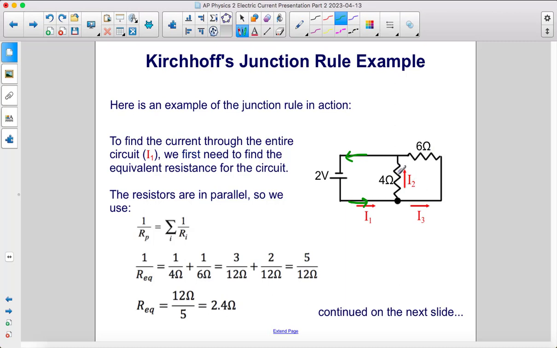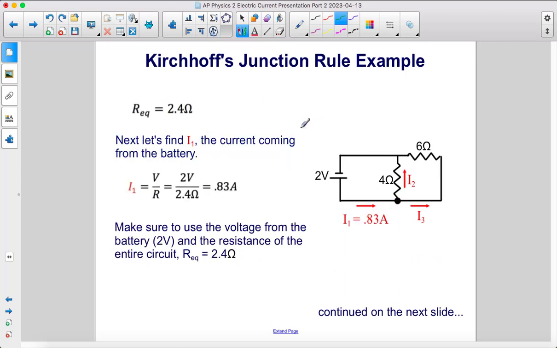So these two resistors are in parallel, and we know that because there is a junction here where the current splits. So we're going to use our parallel resistor equation, 4 ohms and 6 ohms, so 1 over 4 plus 1 over 6. We get a common denominator, add them together, flip it over, and we get an equivalent resistance of 2.4 ohms.